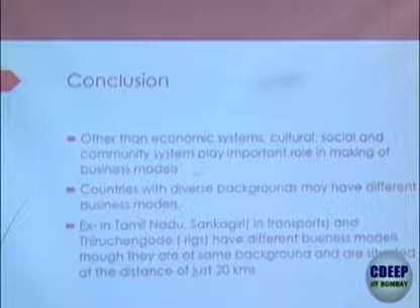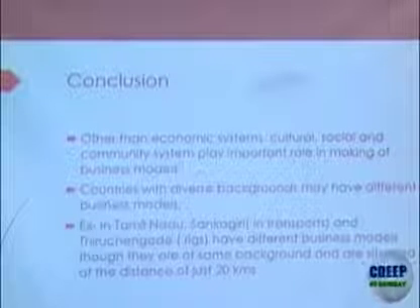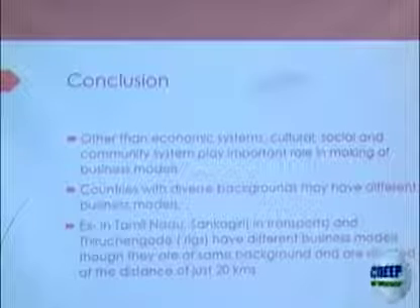So I conclude by saying that other than economic systems, cultural, social and community systems play an important role in making business models. Countries with diverse backgrounds have different business models. As in India, you can see that in Tamil Nadu, Sankagiri is a place and Tiruchengode is another. They are just 20 kilometers apart, and they have different business models and different priorities. That is because of different cultural aspects there.